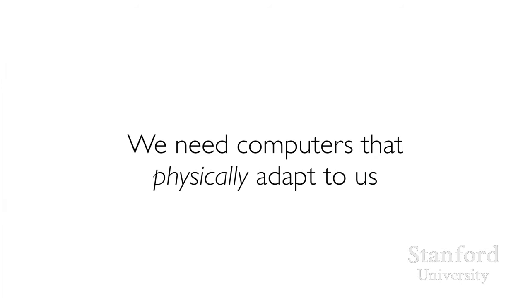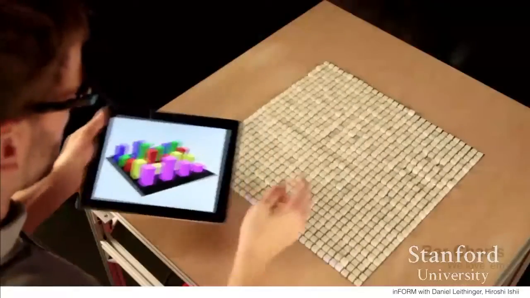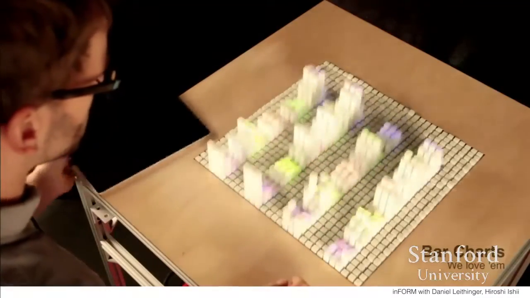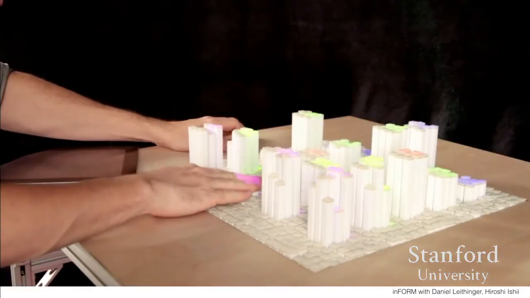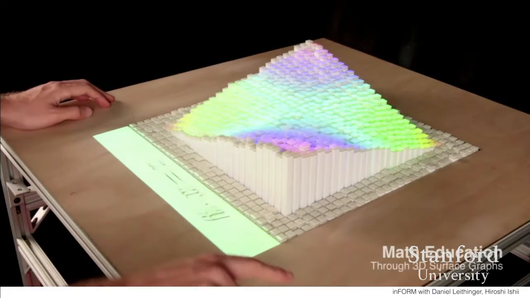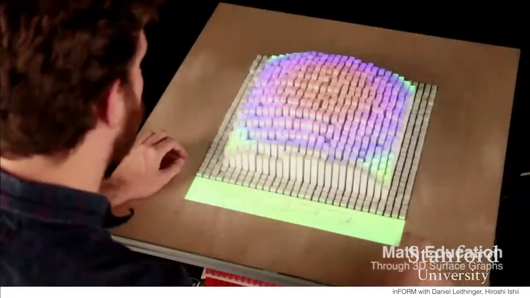That's what I've been working on at the MIT Media Lab and now hope to be doing the same thing at Stanford. At MIT, together with Daniel Leithinger and my former advisor Hiroshi Ishii, we built a system, inFORM, that allows you to take digital information and make it physical so you can interact with it directly. You can use that to visualize 3D information that you can touch and feel in different ways.